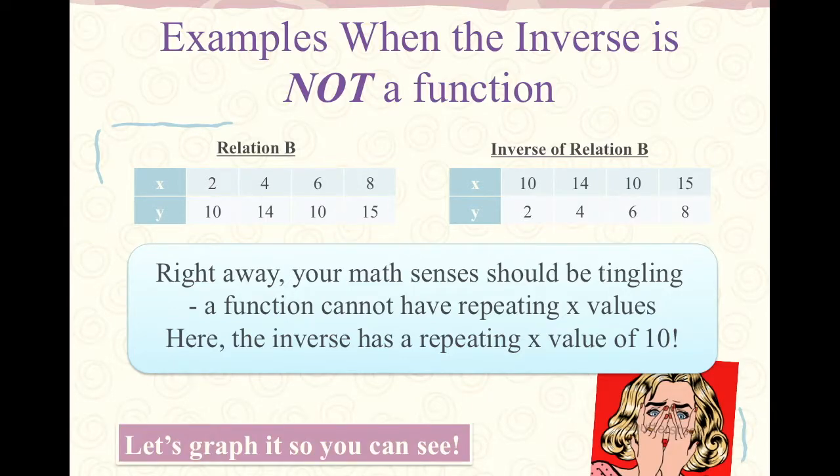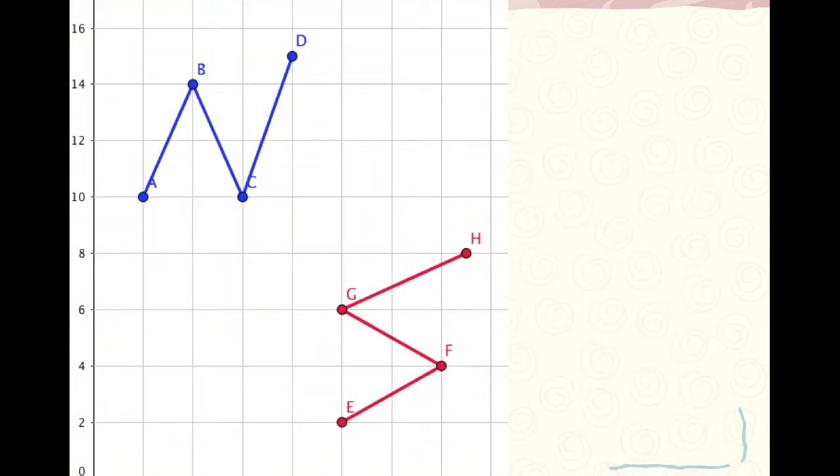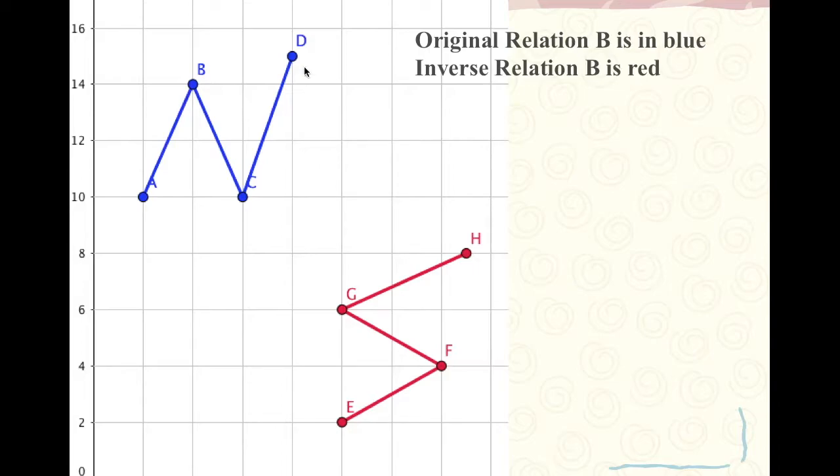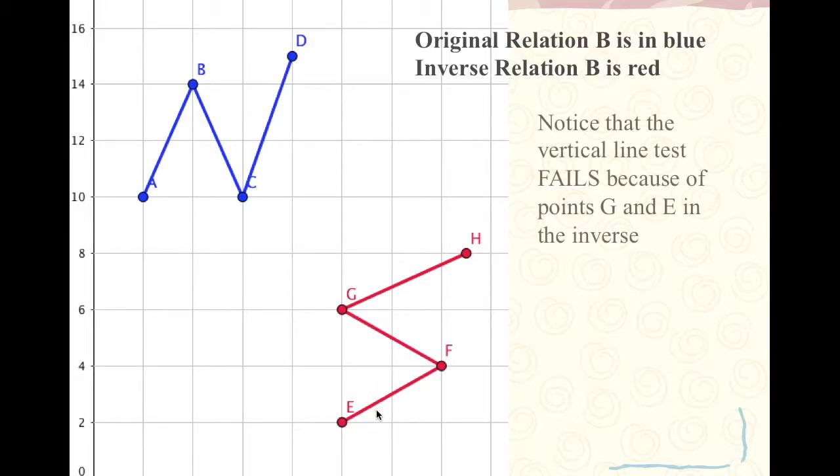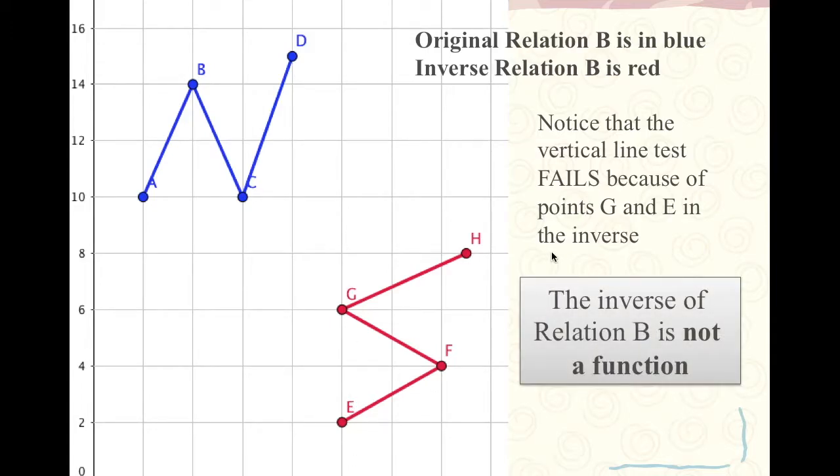So before we get to the conclusion, let me graph it so that you can actually see it. Okay, here it is. You can guess that original relation B is blue. So the vertical line test checks out. But inverse relation B is red for a reason too. If I do the vertical line test, it fails. You'll see this because I'm crossing through it so many times, including points G and E, which both have 10. Okay, so in this case, the inverse of relation B is not a function. Our tingling math senses were correct.